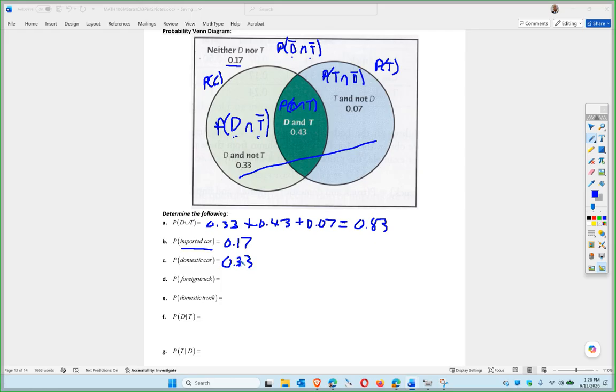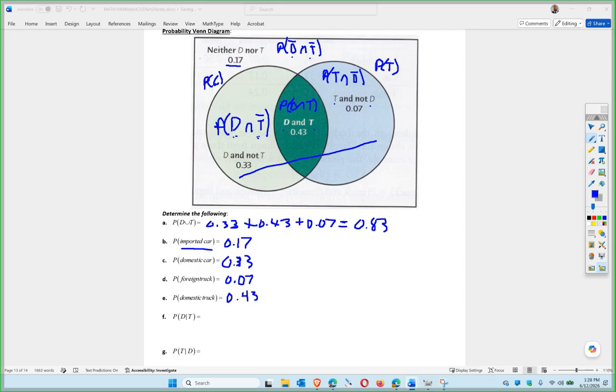Okay. A foreign truck. So it's a truck that's not domestic. That must be foreign, correct? So we've got to put 0.07 there. Domestic truck, that's pretty straightforward. That's the 0.43.